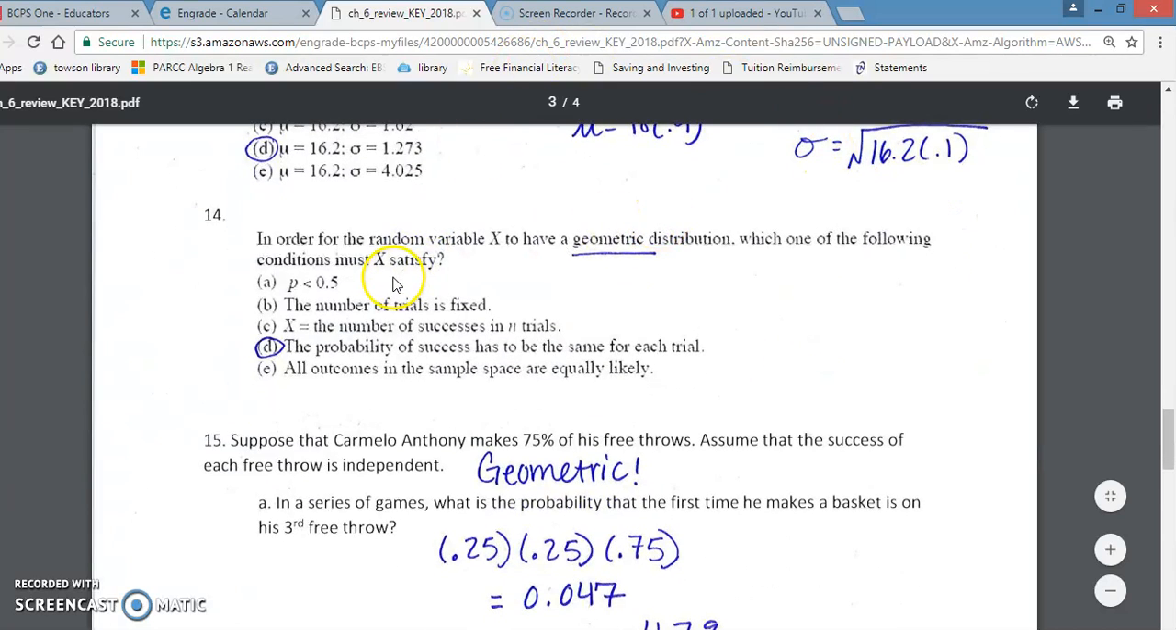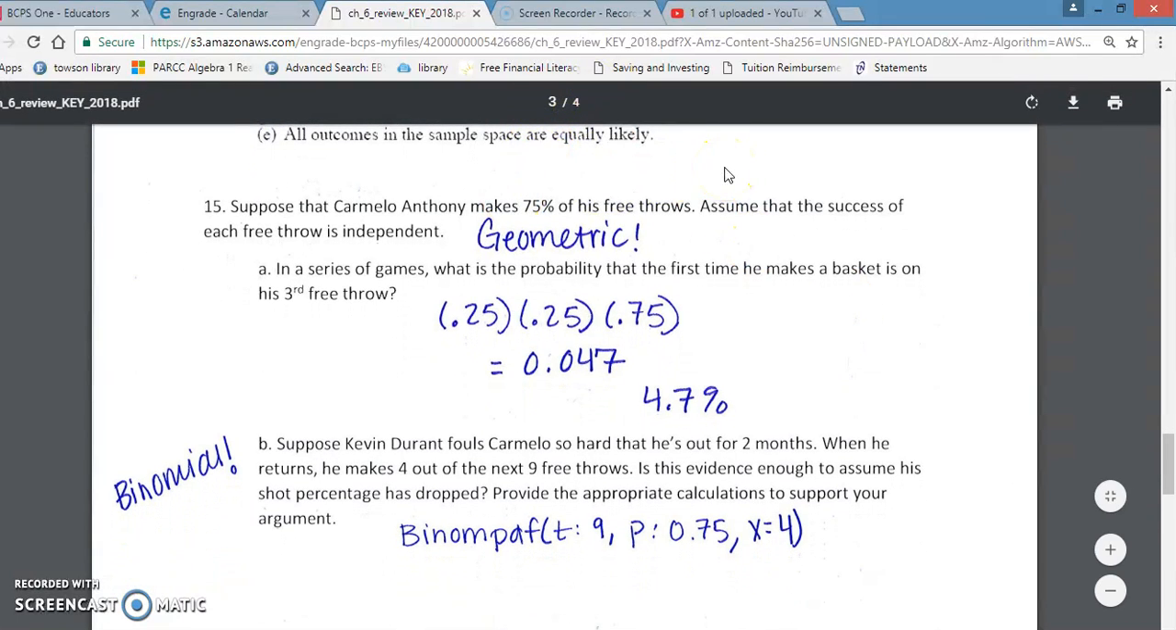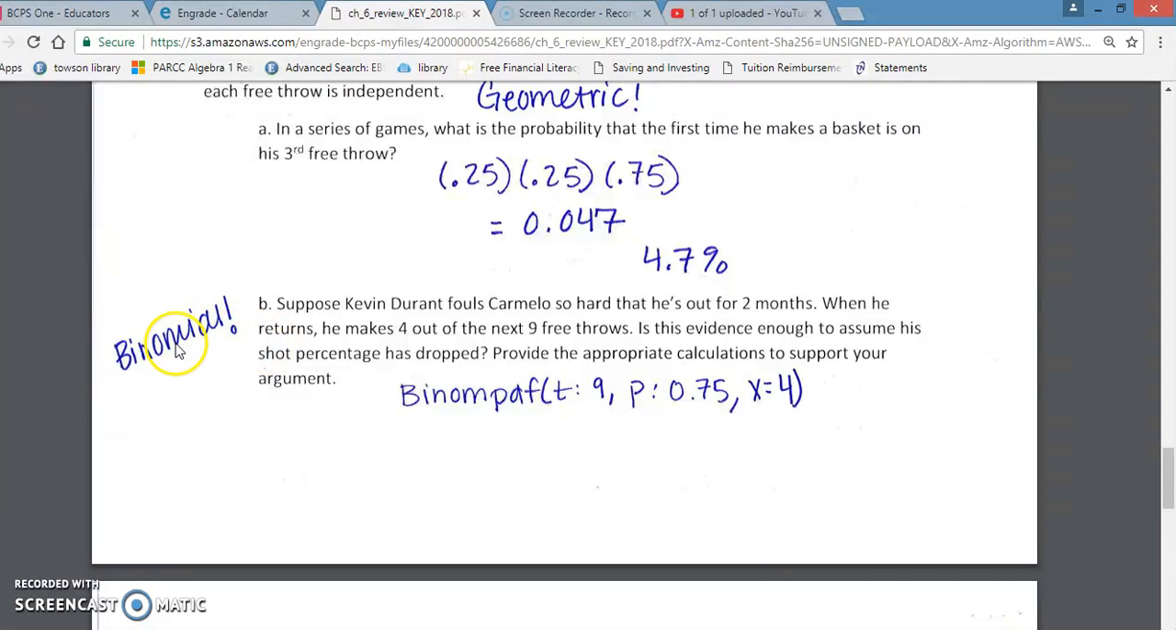Number 14, never does this have to be true. B, C are both attributes of binomial distributions, and then E doesn't all have to be equally likely. So D is the one that is geometric and not just binomial. Okay, you might have questions like this. A, you had to recognize was geometric, so I just used the formula. You could have used geometPDF for that. The next one you should recognize is binomial because it's 4 out of the next 9.